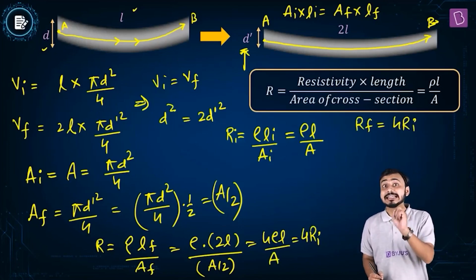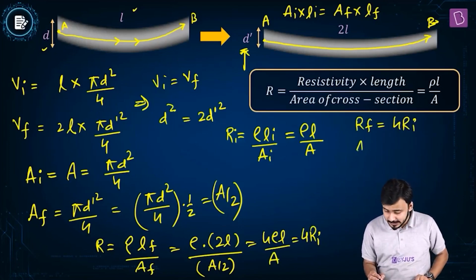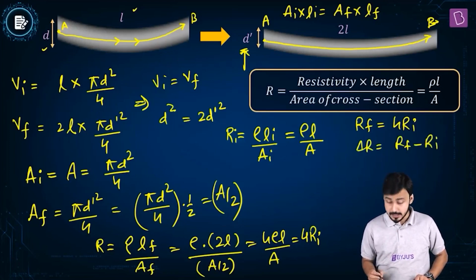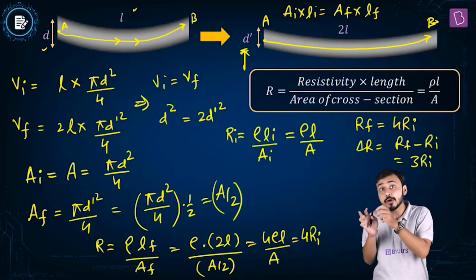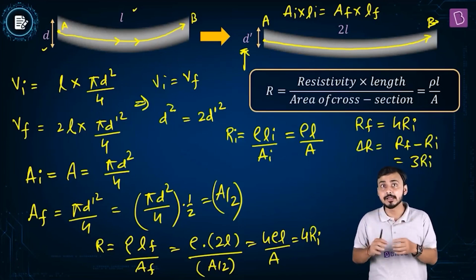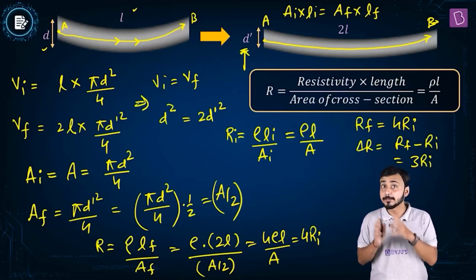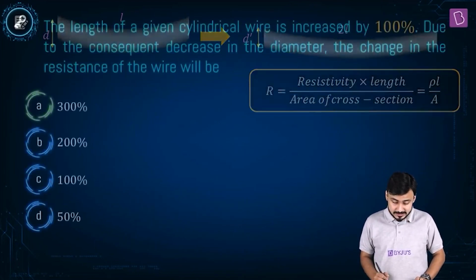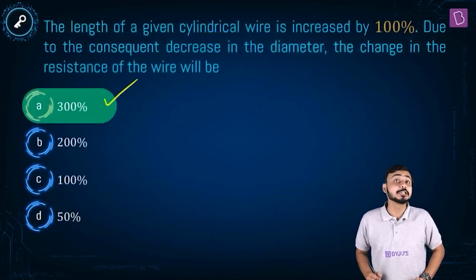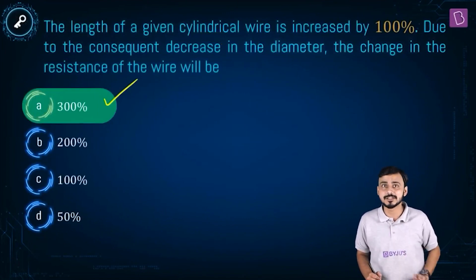So what is the increment? The increment delta R is R final minus R initial. That is equal to 3 times R initial. That means R initial has now become 4 times R initial, so the increment is 3 times R initial. So the percentage increment will be 300%, right? So in this case, the answer will be option A, 300% increment in the value of the resistance of the system.